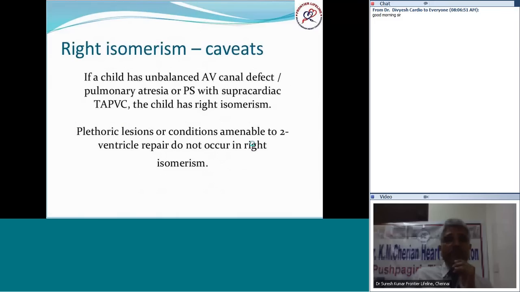So the caveats are, if a child has unbalanced AV canal, pulmonary atresia or PS, and you are finding supracardiac TAPVC, take it for granted this child has right isomerism. Look for it. Right isomerism will not have conditions amenable to two ventricle repair. It will not have conditions associated with an increase in the pulmonary blood flow. So it is always a decreased pulmonary blood flow. Of course, there could be MAPCAs, that's a different story. But basically, it is pulmonary stenosis or pulmonary atresia that is the invariable outflow component of right isomerism.